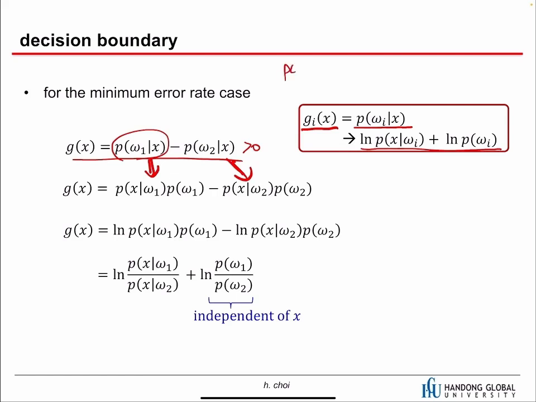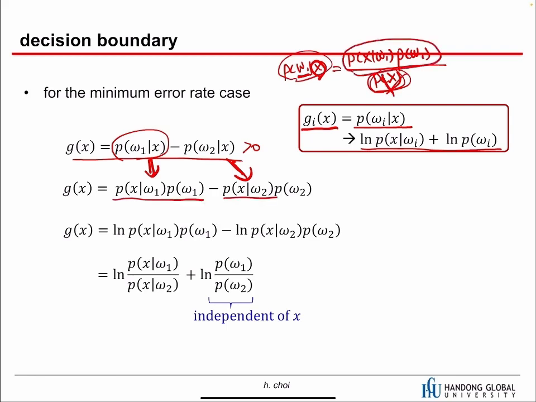Actually, p of omega 1 given x is p of x given omega 1, times p of omega 1, divided by p of x. But as I said, regardless of these classes, p of x is kind of constant. When x is given, this one is constant, so we don't care about it. As long as we are comparing these, we can focus on these terms.